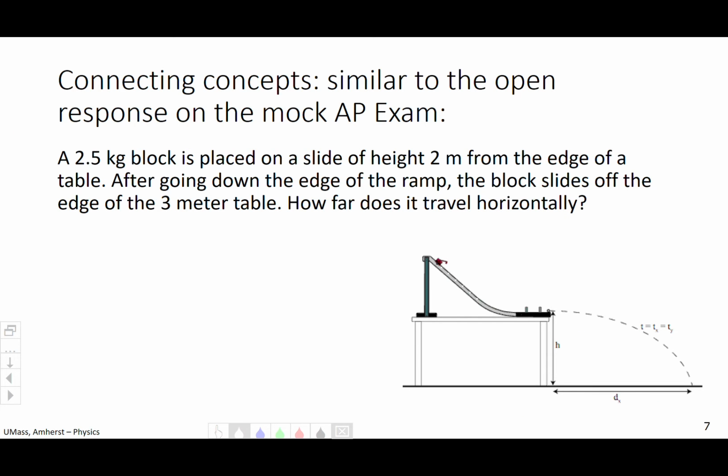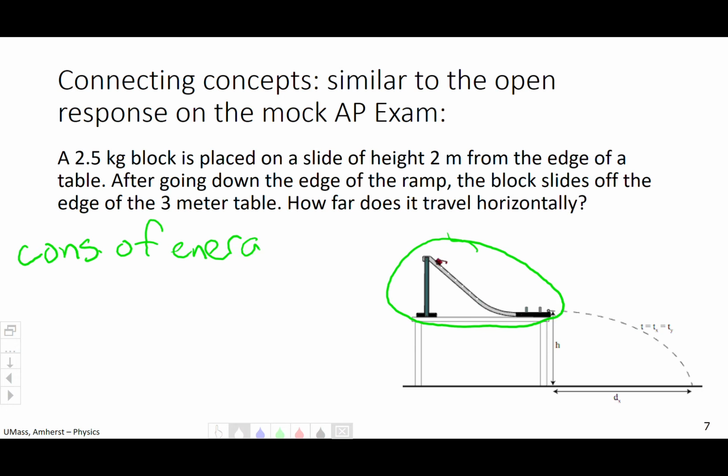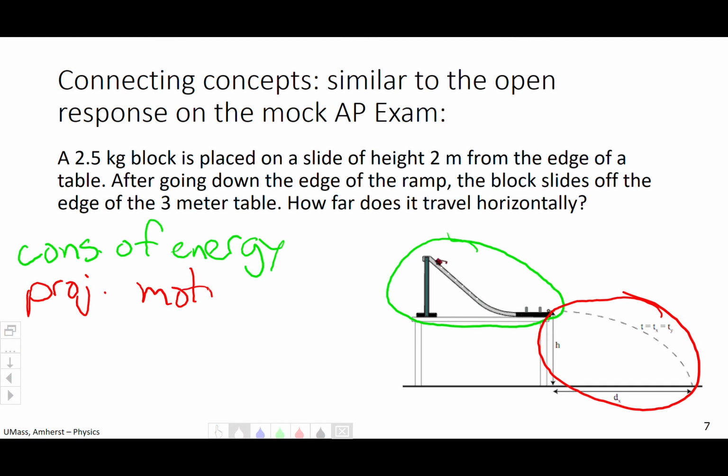So here is a problem for you to try. We have what essentially amounts to a conservation of energy problem and a projectile motion problem. So you can use conservation of energy to find the velocity that it leaves the table. And then using the velocity that it leaves the table and the amount of time that it takes to fall, you can find this distance.